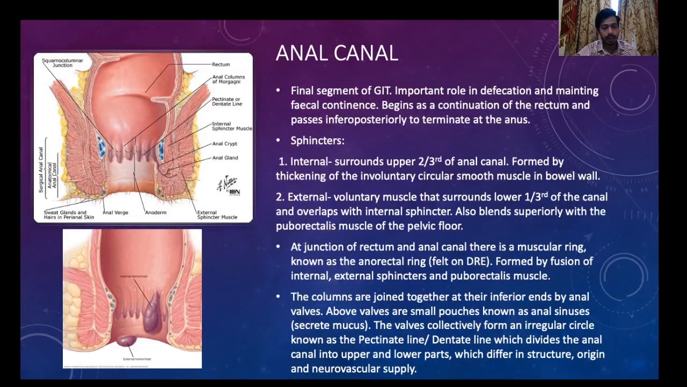This is one of the most distinguishing points between the two parts of the anal canal, and also the embryological origin and the neurovascular supply, because the upper part will obviously be supplied by the superior rectal artery, and the lower part will be supplied by the inferior rectal artery.